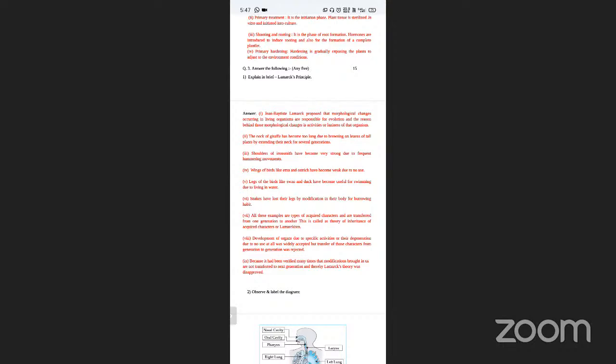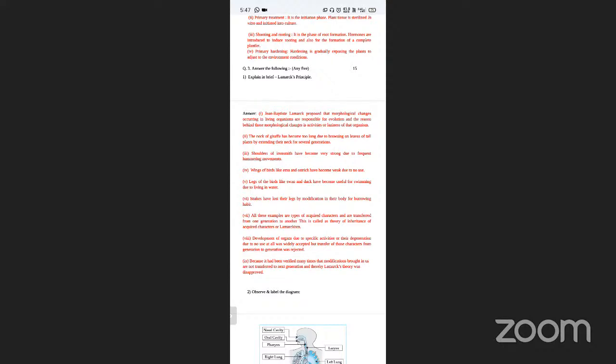Then the sixth one, snakes have lost their legs by modification in their body for burrowing habit. Snakes have lost their legs because they have been modified for burrowing in the soil. So these all are the examples.